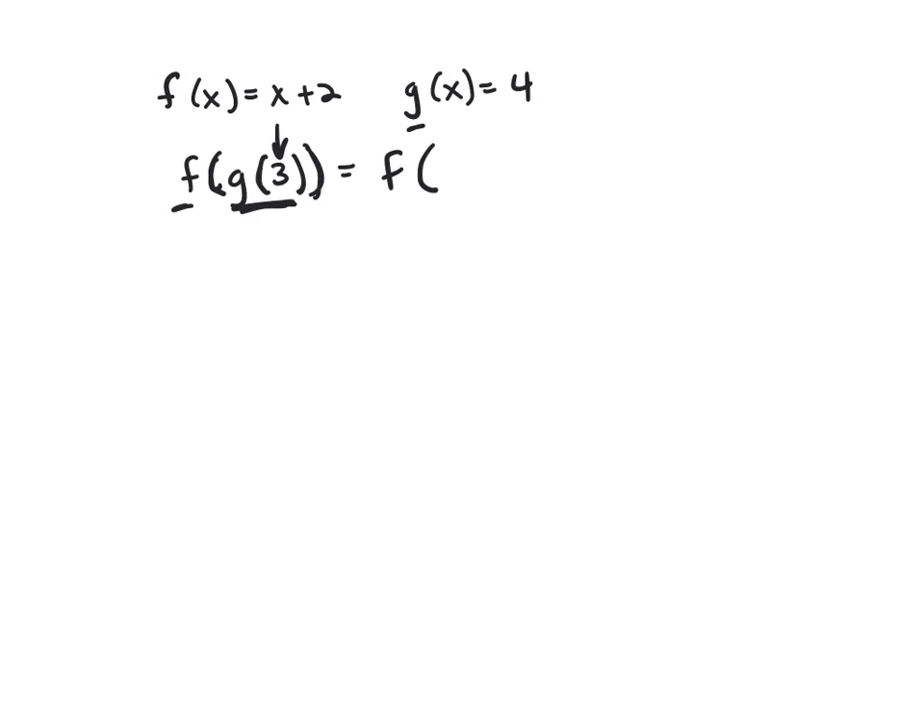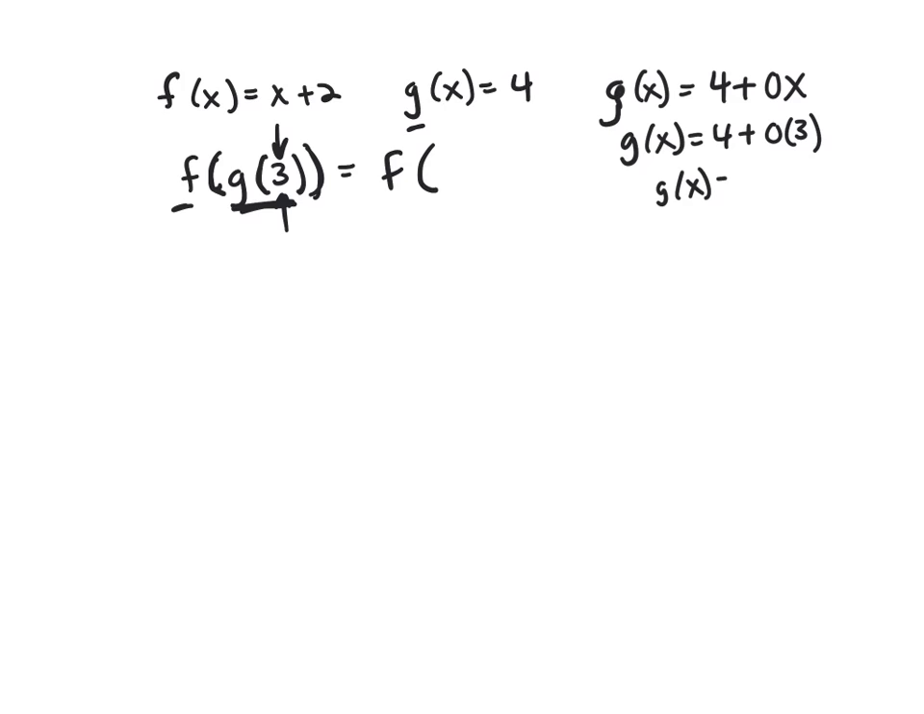G of 3, well, you could rewrite this g of x as 4 plus 0x. There's not a place to plug in a 3. So I rewrote it as g of x equals 4 plus 0 times x, and that's just going to be g of x equals 4. This is x.